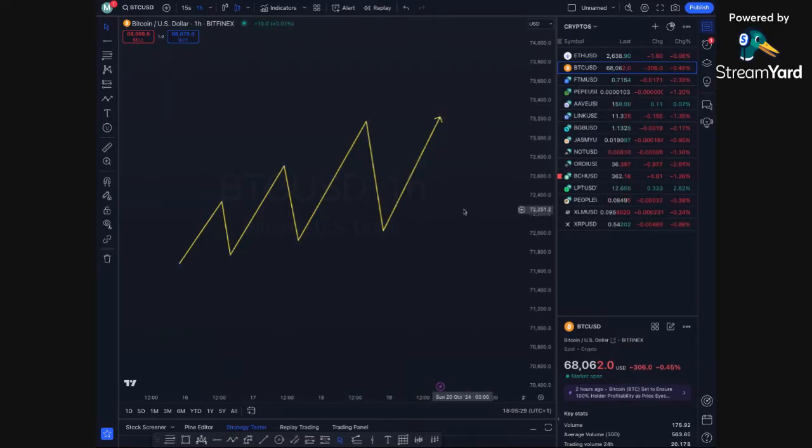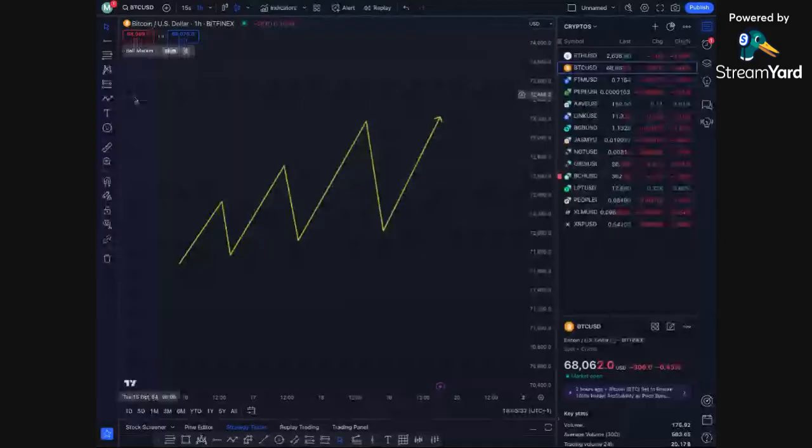Now, before we even delve into trends, there's something I want to explain. There are only two things that go on in a market: buying and selling. Those are the only things that go on in the market. You have the buyers and the sellers. You have those that want to buy and those that want to sell.